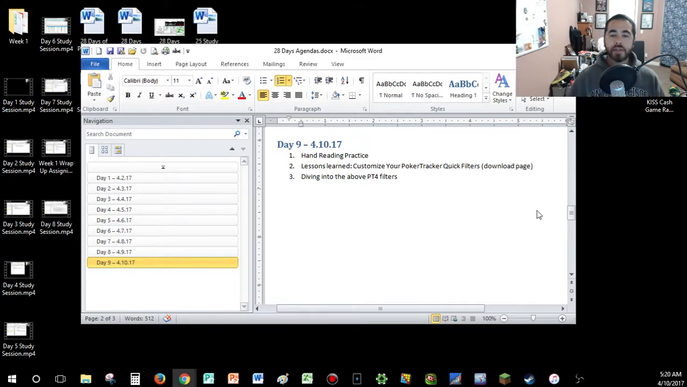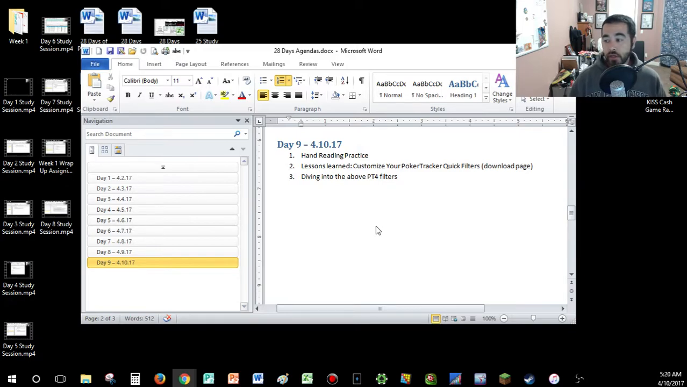So let's see here today. Here is the agenda for today. This entire week is looking at filters within Poker Tracker 4. Filters are where we want to spend most of our time in Poker Tracker 4. Not looking at graphs, not really looking at Leak Finder.